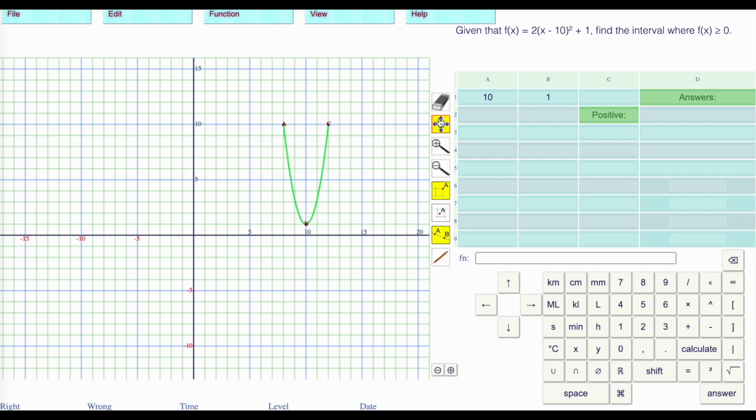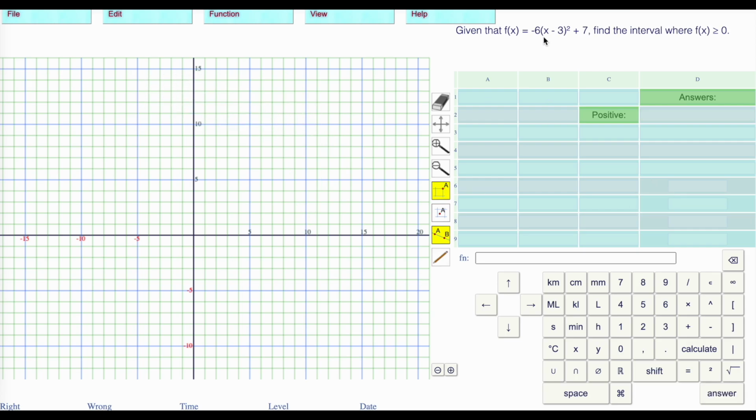Let's see what it is when x is at 8. We get 9. It's going to look something like this. We want to know the interval when f of x, when the y values, are positive. Well, the y values are always positive when x is a member of the reals. And then we press answer to see if we're right.